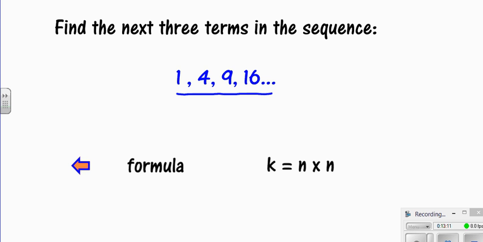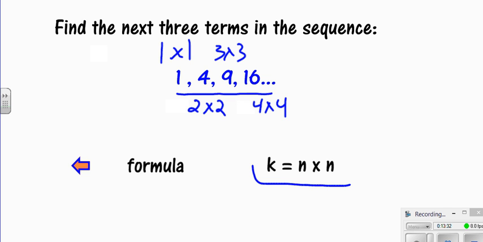As we think about these things, you might say, what is going on? See, our pattern is this. To get my first number, it's 1 times 1. To get my second number, it's 2 times 2. To get my third number, it's 3 times 3. To get my fourth number, it's 4 times 4. That's our pattern. And so now we formulated that.